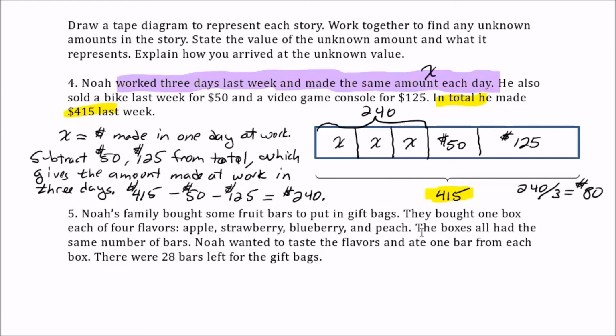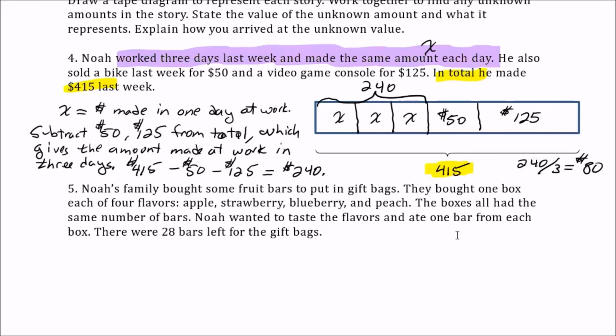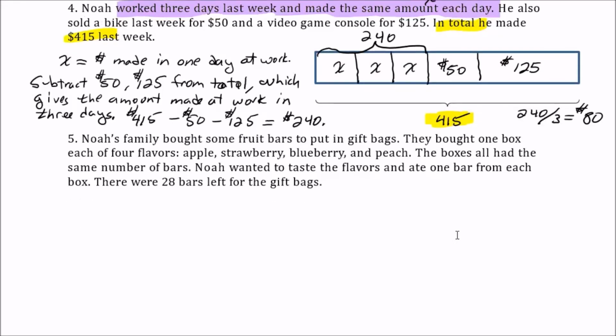All right, let's try another one of these. This is good practice, and the diagrams really help us visualize how to find the answers. Noah's family brought some fruit bars to put in gift bags. They bought 1 box of each of 4 flavors: apple, strawberry, blueberry, and peach. The boxes all had the same number of bars. Noah wanted to taste the flavors and ate 1 bar from each box. After he did that, there were 28 bars left for the gift bags. All right, draw that diagram. Pause the video and draw your diagram.